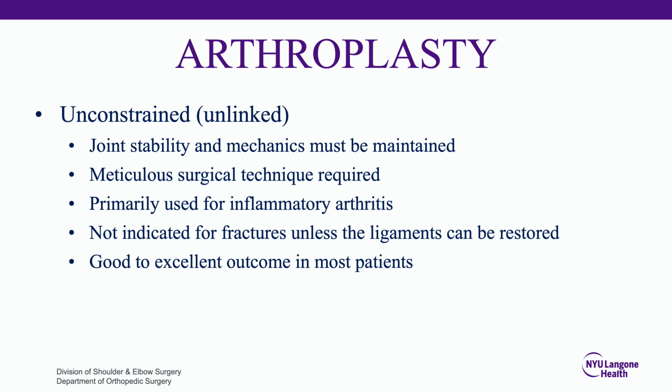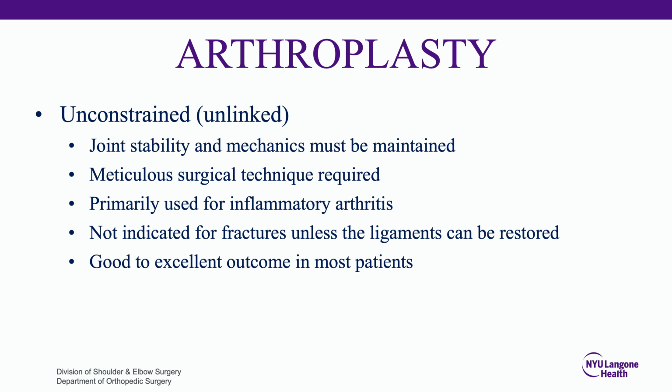Unconstrained, it is still used and is quite popular depending on the area of the world that you are practicing. Basically, it's an unlinked arthroplasty. So you do a distal humerus replacement and then proximal ulna replacement separately, and you let them interact with each other using native ligaments of the elbow. So the joint has to be stable and the biomechanics has to be maintained, similar to what we saw before with elbow resurfacing. Because of that, you have to do this surgery very, very carefully with meticulous techniques.